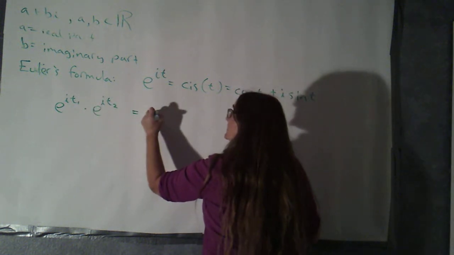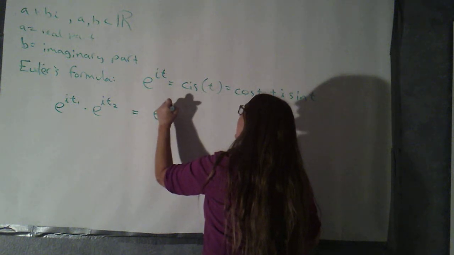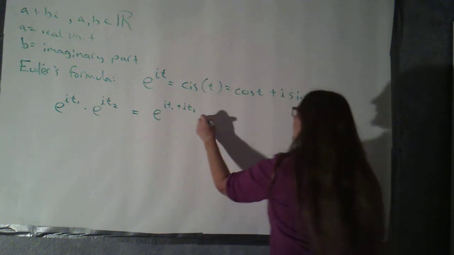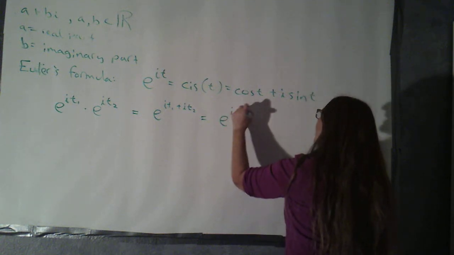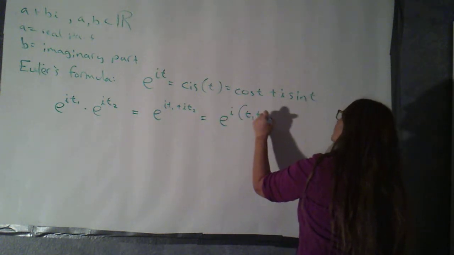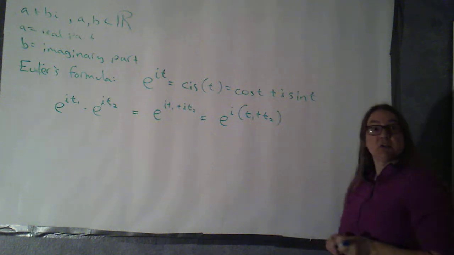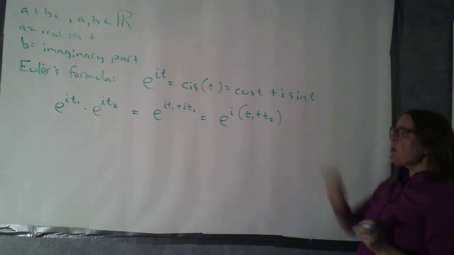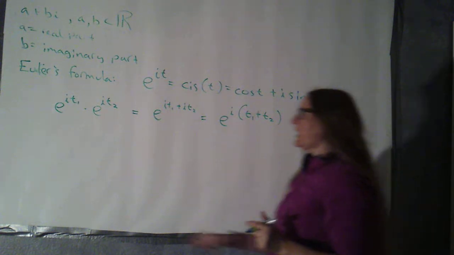So using the rules of exponents, this should be e to the i times t1 plus i times t2, and I can factor out the i. So that's e to the i times (t1 plus t2). That's just using some rules of exponents. But now let's apply Euler's formula to each side.